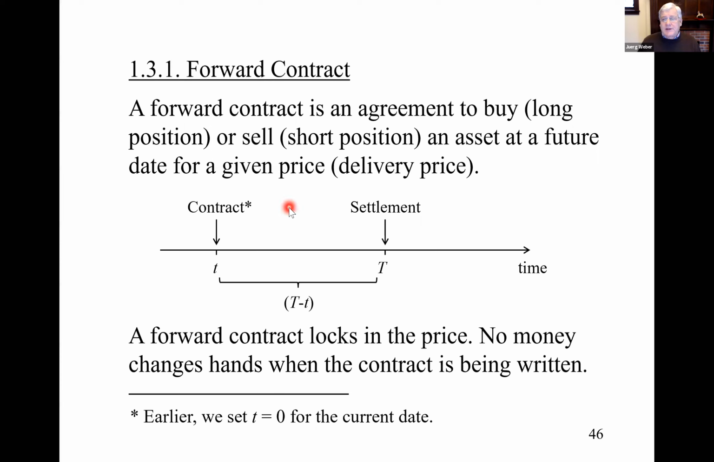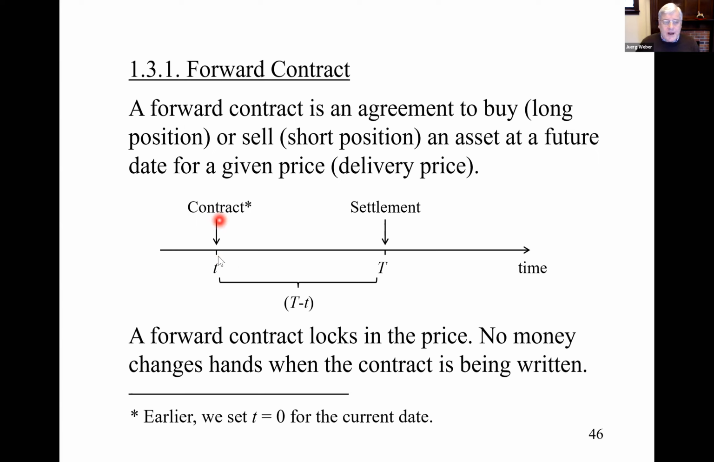A forward contract is an agreement to buy or sell an asset at a future date for a given price. That price is called the delivery price. So the contract is set up today, and all the contract says is, maybe you buy forward an asset, then in the contract it's written what the price will be in the future at which you can buy. It can also be used for selling.